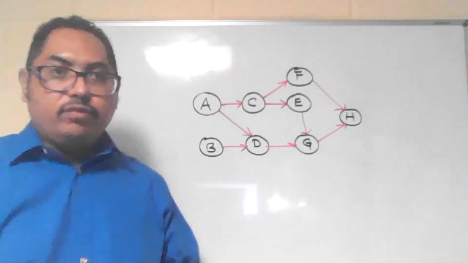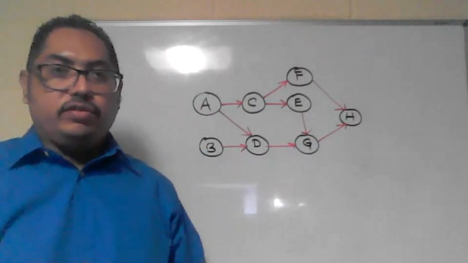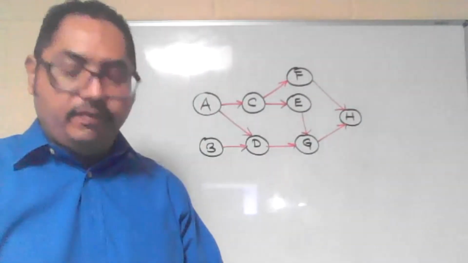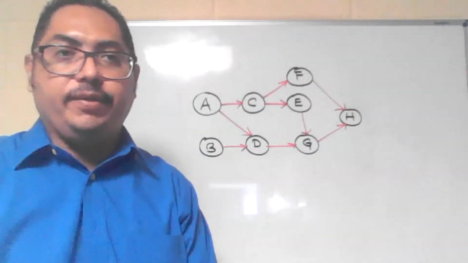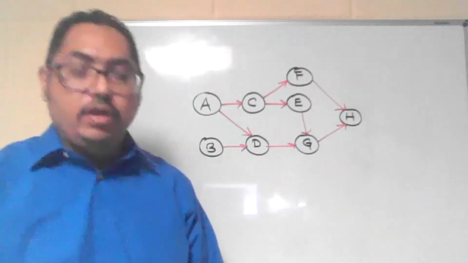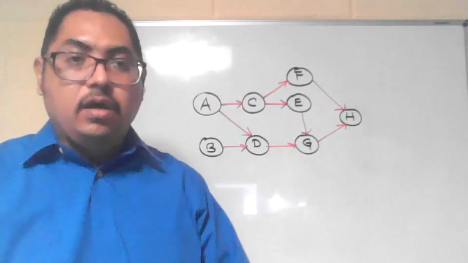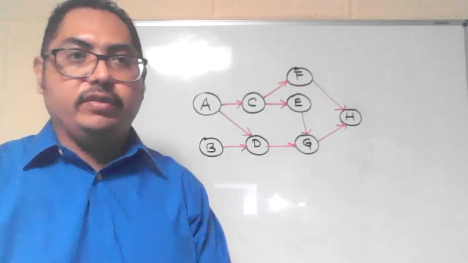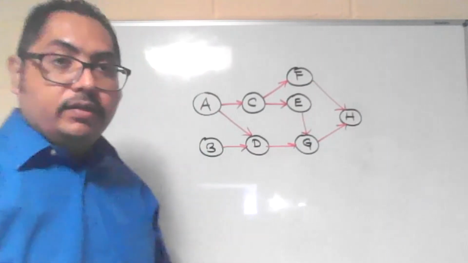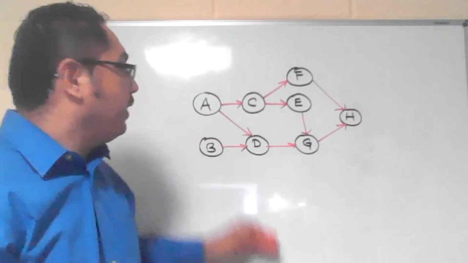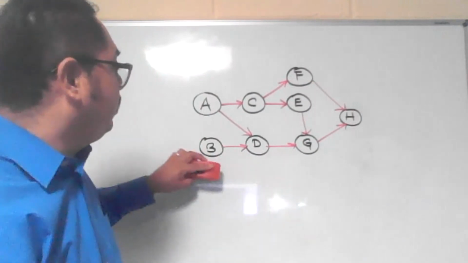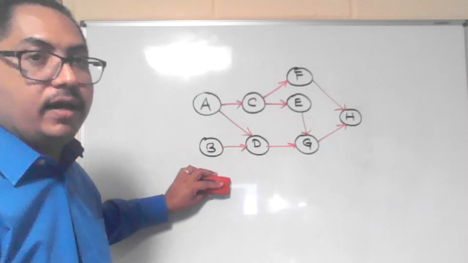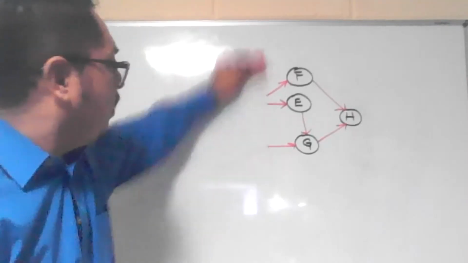So there you have it. That would have been the activity on node network for these set of activities that we see here. We could also draw the activity on arrow network, which is what we will introduce now. So just remember how we can draw the activity on node here, and we will look at how we can draw the activity on arrow.